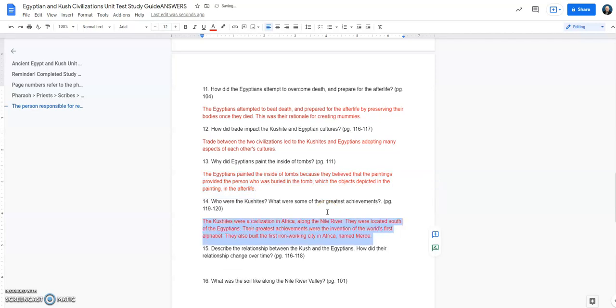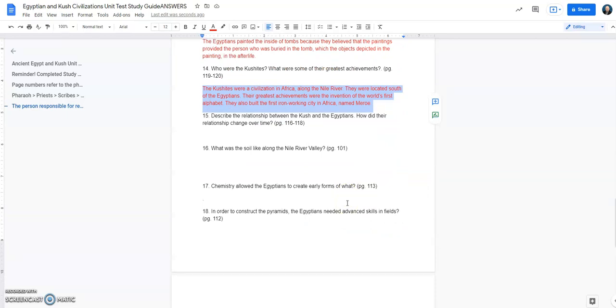14. Who were the Kushites and what were some of their greatest achievements? So the Kushites were a civilization in Africa along the Nile River. They were located south of the Egyptians. And some of their greatest achievements were they invented the world's first alphabet. They also built the world's first iron-working city in Africa, Meroe. So we talked about Meroe, that was their capital, and it was located by these iron ore deposits, right? So they had their whole city. It was just about iron, and they used that iron to trade with other civilizations and get rich.